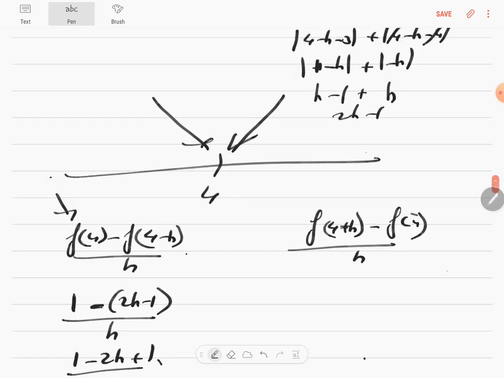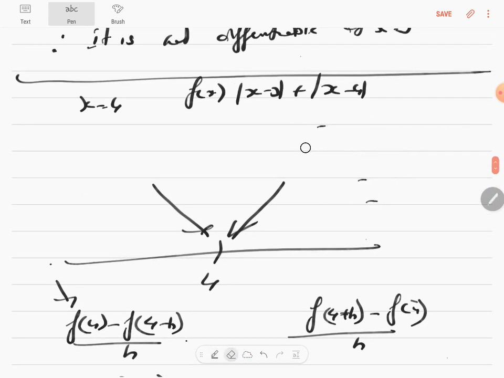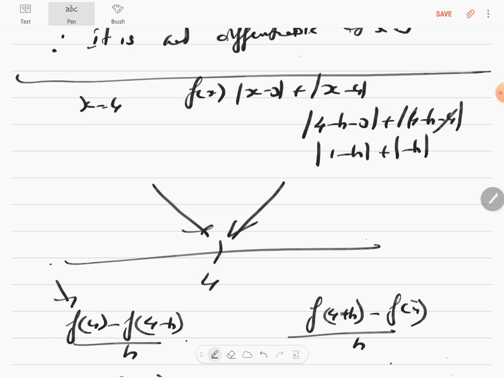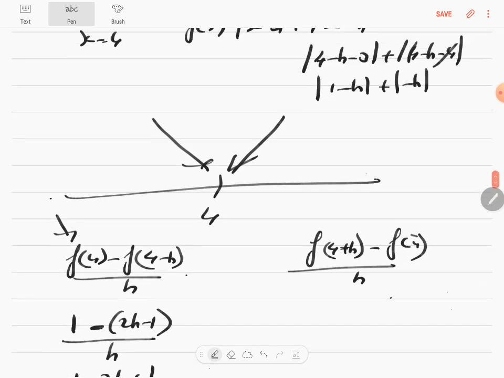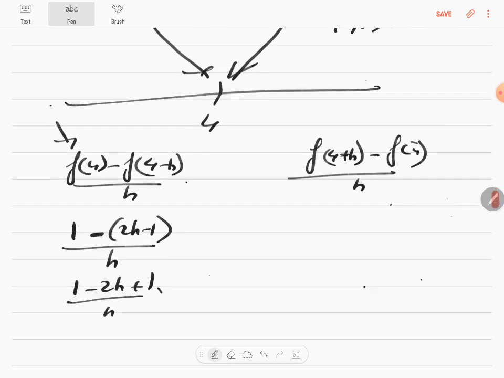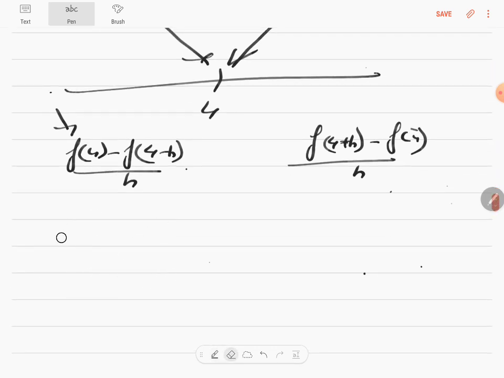So let us see what I've done. I'm substituting for f of 4 minus h. This is mod of 4 minus h minus 3 plus mod of 4 minus h minus 4, which is mod of 1 minus h plus mod of minus h. In this case, since it is mod, I can write it as 1 minus h, and this can be written even as h. The h and minus h are cancelled, and you get an answer which is just 1. So in this case it's 1 minus 1 by h, which is 0 by h.